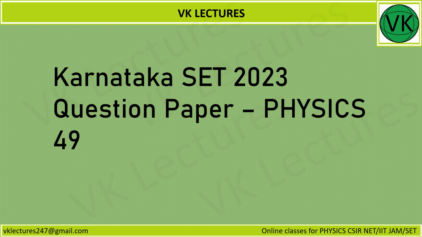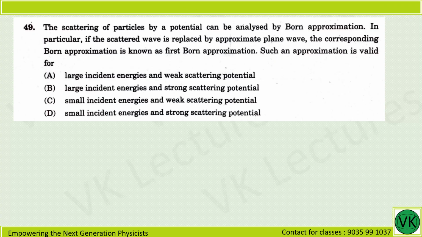In this lecture we are discussing the physics question paper for Karnataka set 2023. The scattering of particles by potential can be analyzed by Born approximation. In particular, if the scattered wave is replaced by approximate plane wave, the corresponding Born approximation is known as first Born approximation. Such approximation is valid for which of the following options.